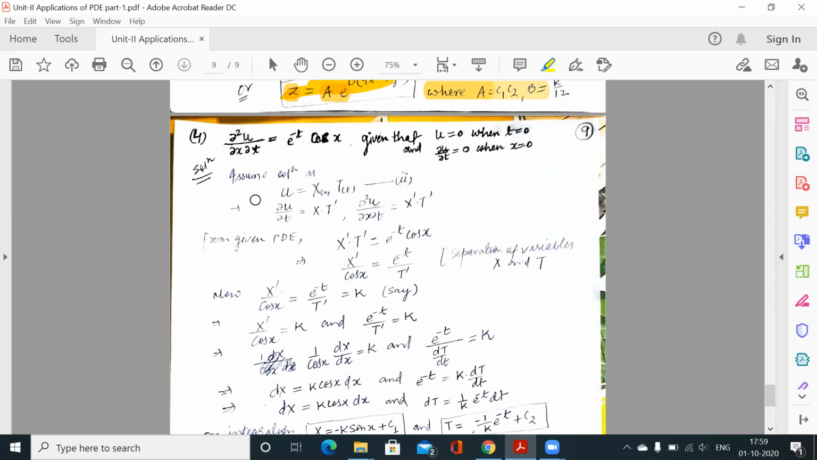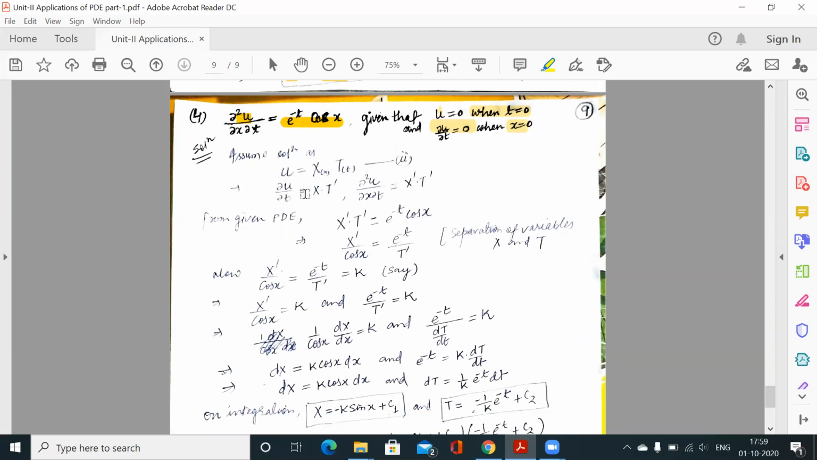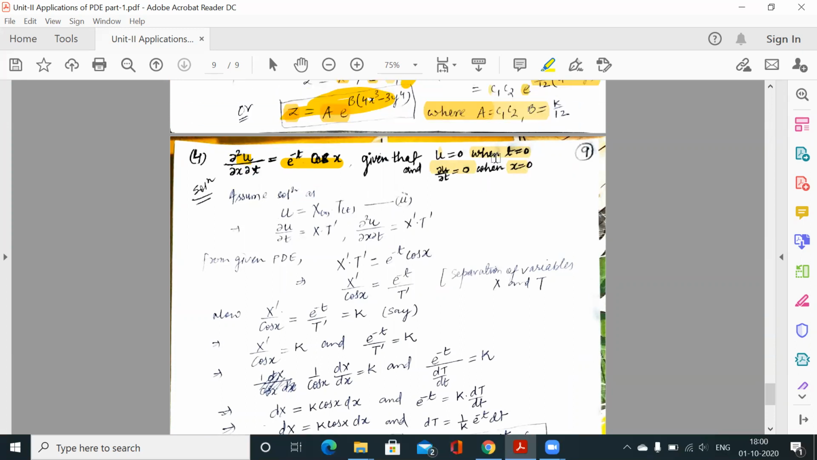One more question. ∂²u/∂x∂t is equal to e to the power minus t cos x. Given that u is 0 when t is 0, and ∂u/∂t is 0 when x is 0. So that means we have to find the particular solution. Now first write the complete solution.